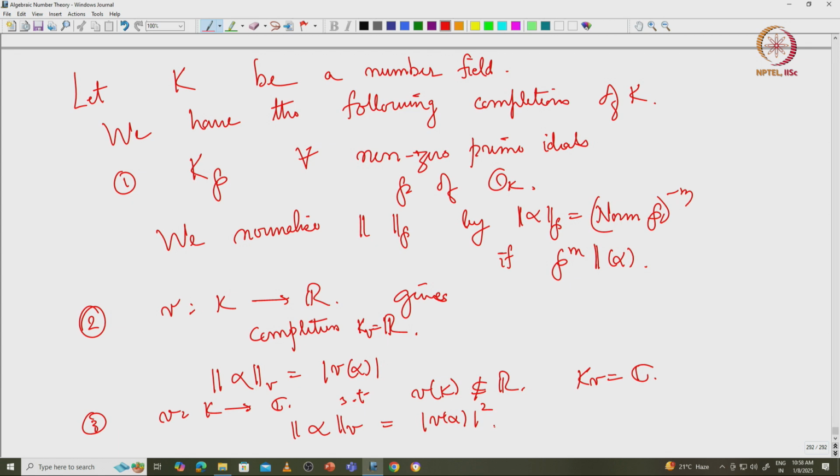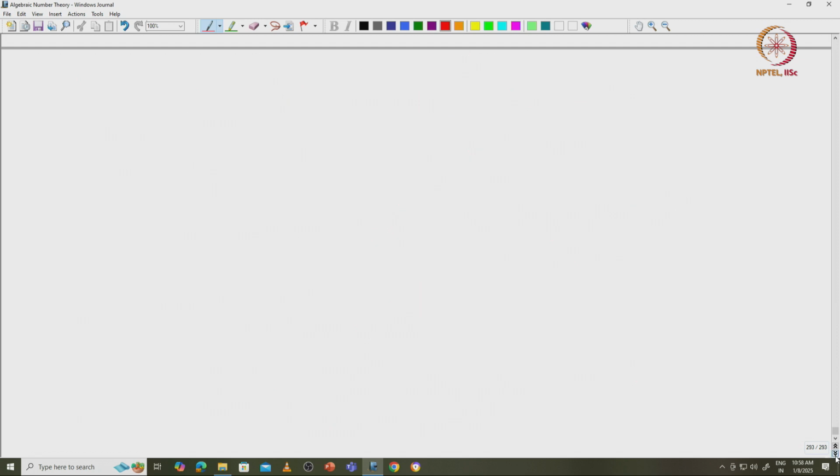Because a complex place is a set of two places, right. There is sigma and sigma bar, or V and V bar, and so somehow that is taken into account when you put the square here. So, what we get with this normalization is the following.